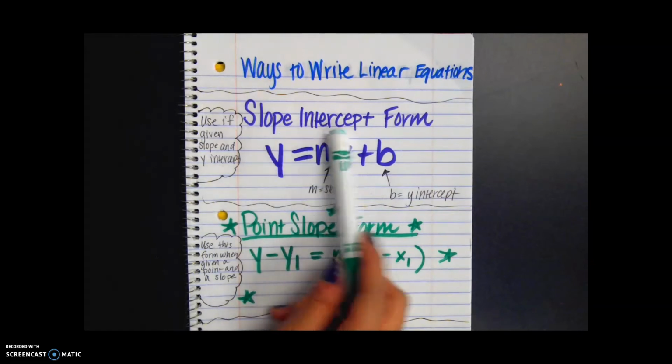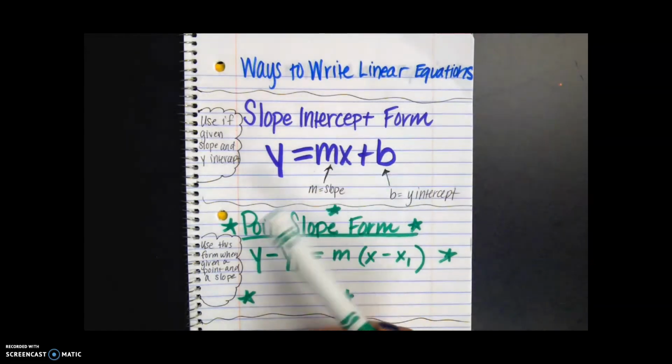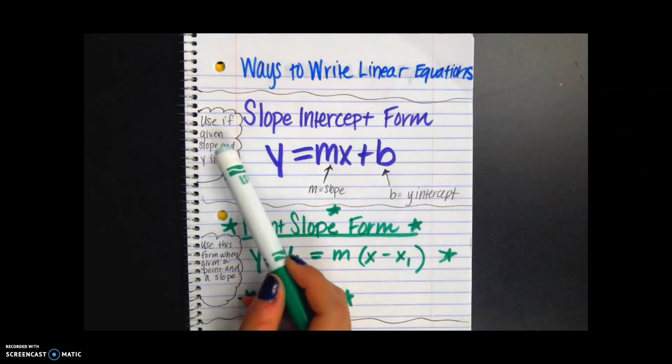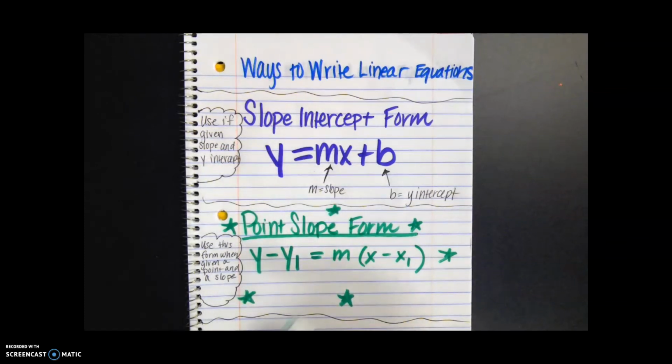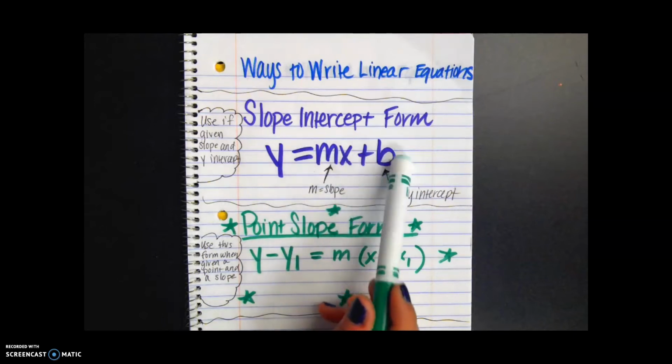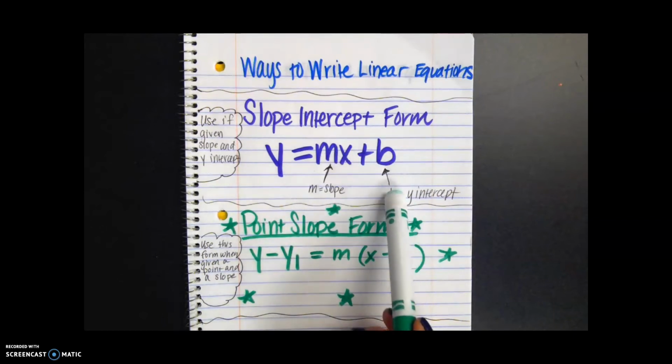This is slope-intercept form. You have seen this in algebra. You use it if you're given a slope and a y-intercept, obviously. That's why it's called slope-intercept form. So in your equation, y equals mx plus b, m is your slope, b is your y-intercept, okay?